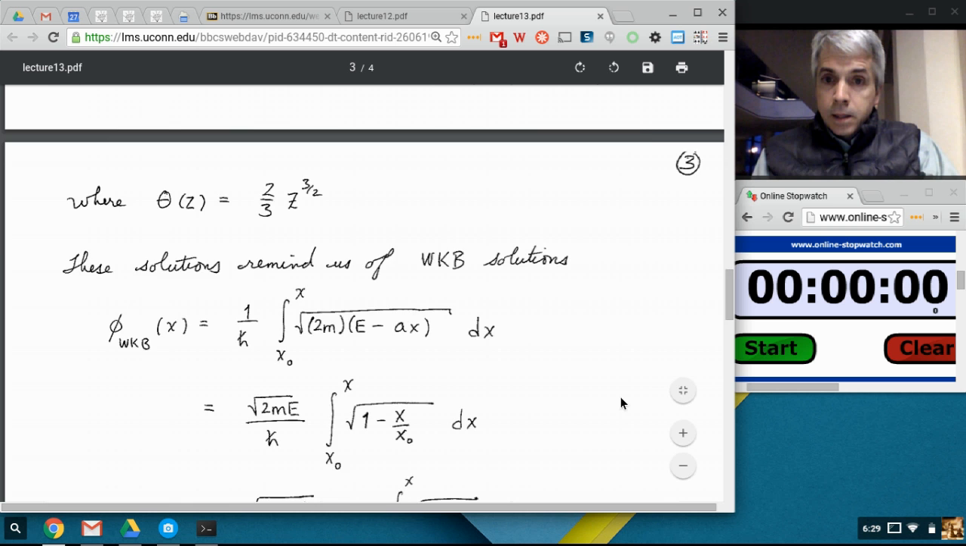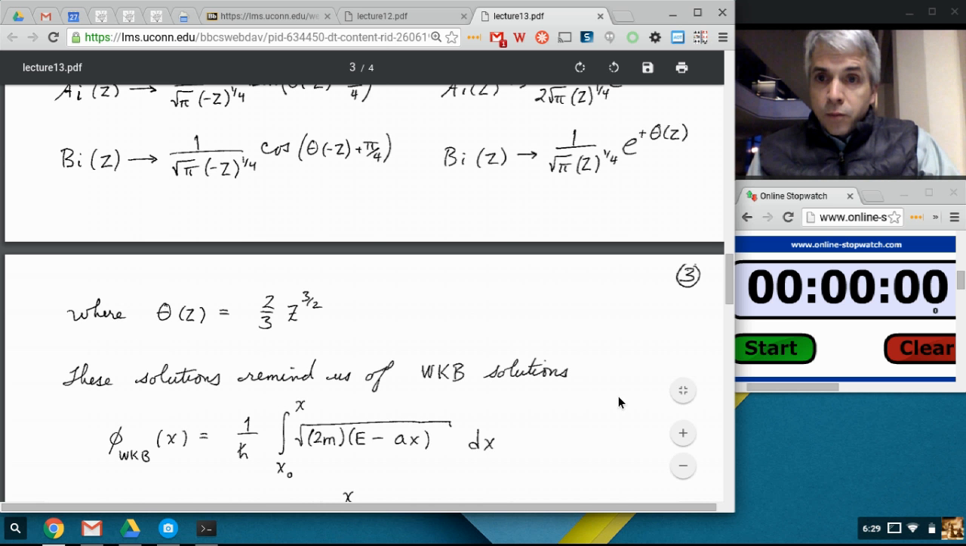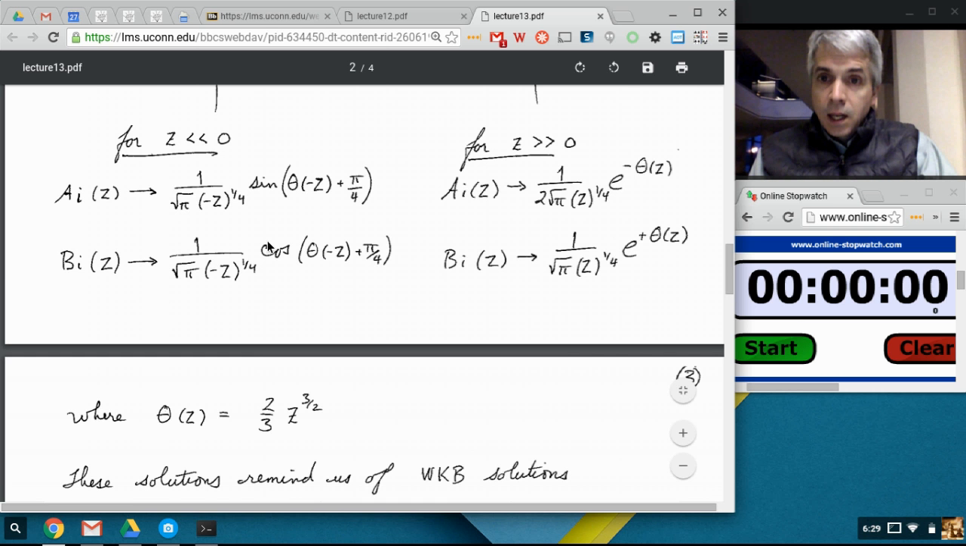Now let's look at them for a moment. Other than having the proper oscillation behavior on one side and exponential behavior on the other, they also have this eerie resemblance to the WKB solutions. Notice that they look like something like 1 over the square root of something here, and e to the plus and minus something here on the oscillatory side, 1 over the square root of something, and e to the plus and minus something without an i on the exponential side.